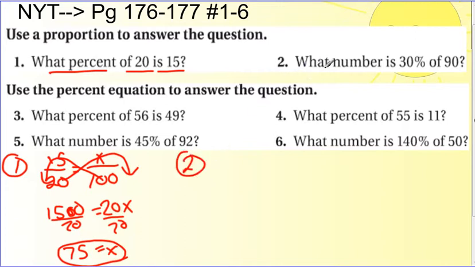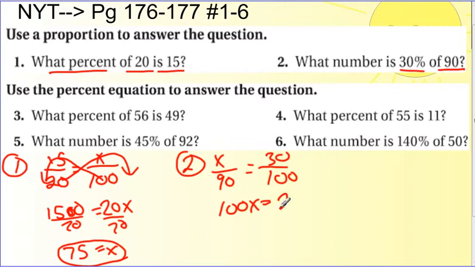Number 2. What number is 30% of 900? Okay, so we got our proportion. Percent is 30. That's always over 100. The of number is 900. And there is no other number, so that's the missing piece. Cross multiply, we get 100x equals 2700. And then we divide by 100 to get the variable by itself. X equals 27.